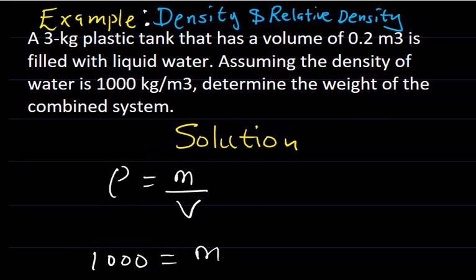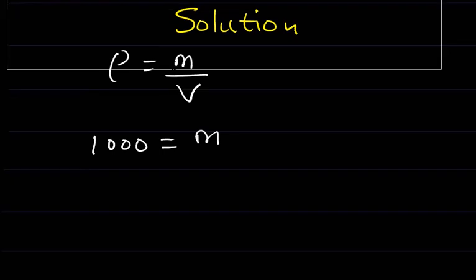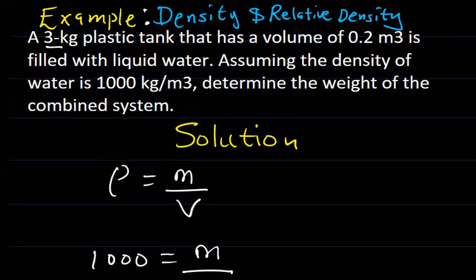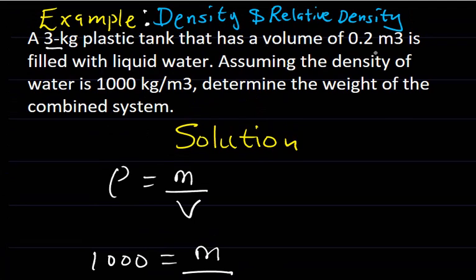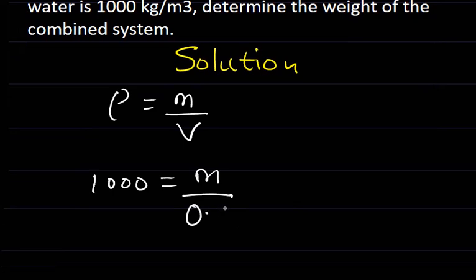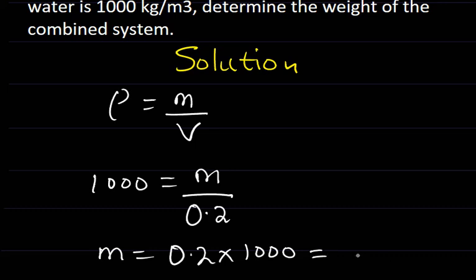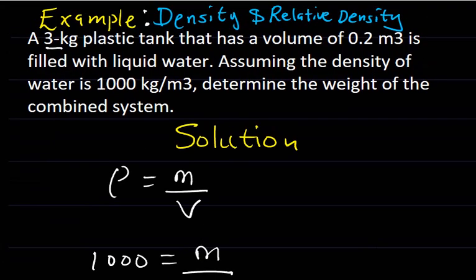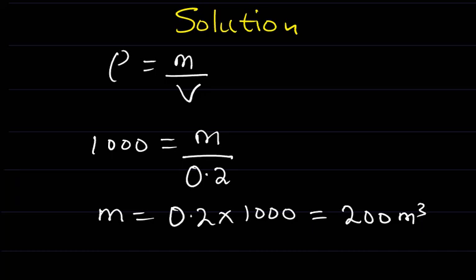The mass of the water is what we don't know, but we know the mass of the plastic. So what we have to do first is find the mass of the water, which is density times volume. The volume is 0.2 meters cube. So the mass of water, if I cross multiply, is 0.2 times 1000, which is 200. Not meters, 200 kilogram.